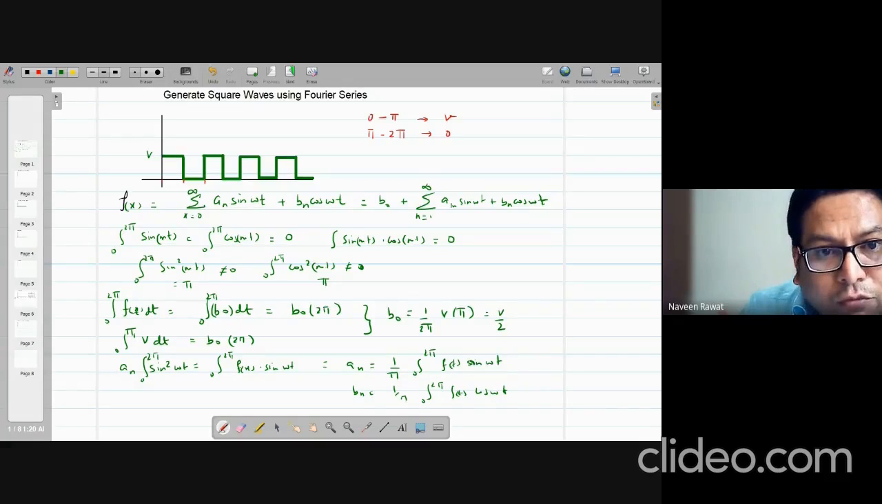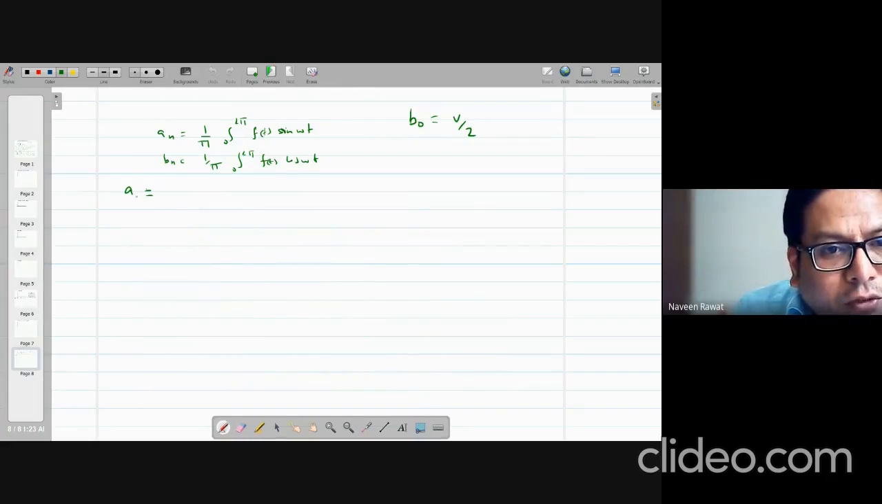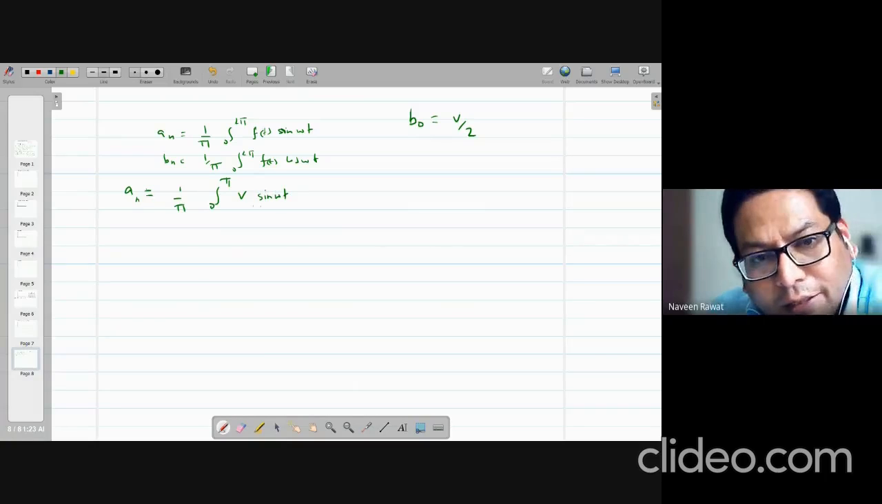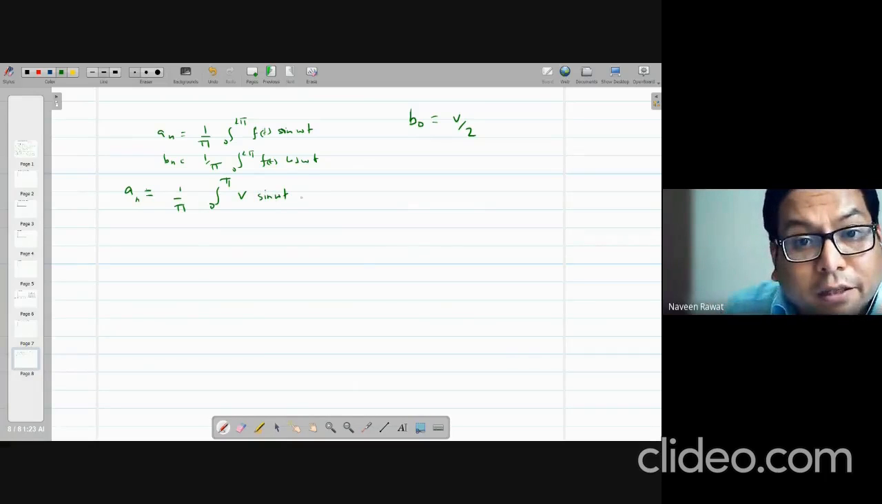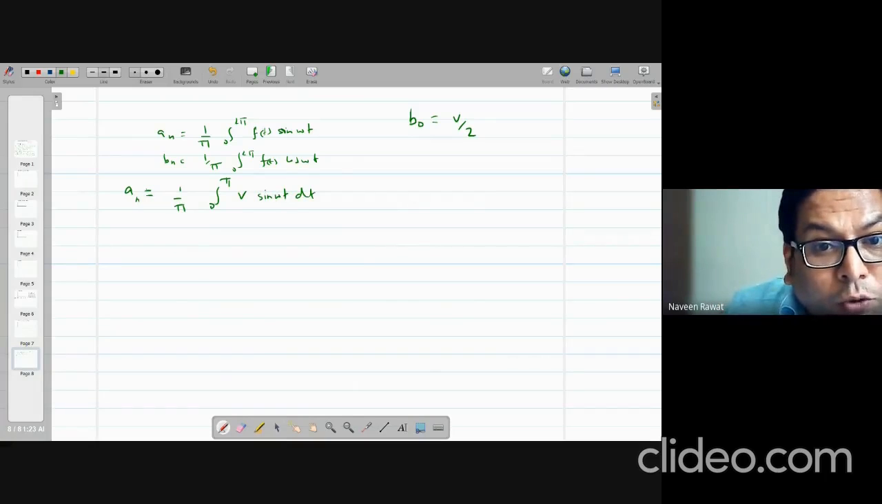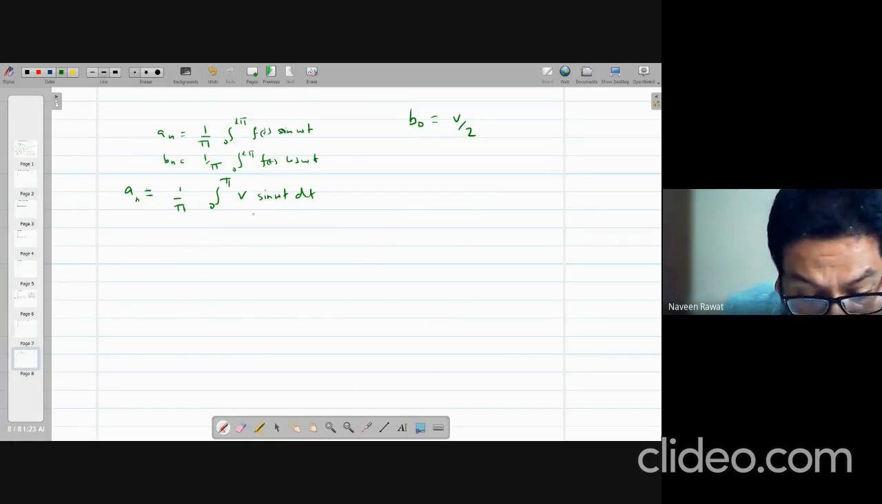Remember, the function value is v from 0 to pi. So if I plug that in here, let's find the an first. It is again 1 over pi, and again I only care about 0 to pi because only there my function is v times sine omega t. That is what it is. In the remaining part, from pi to 2 pi, the function value f of t is 0. So that is what I'm evaluating.